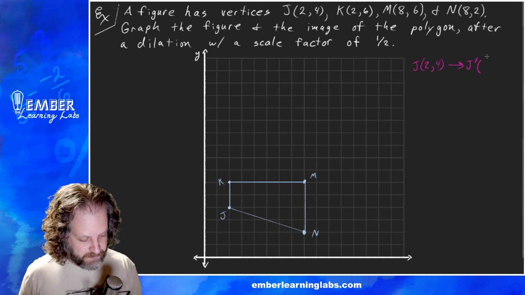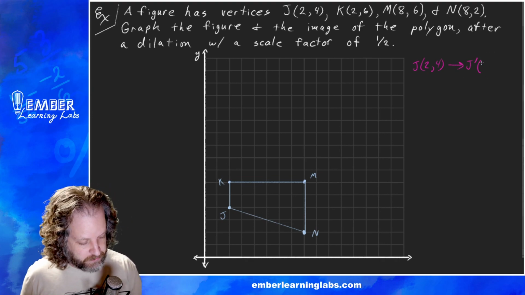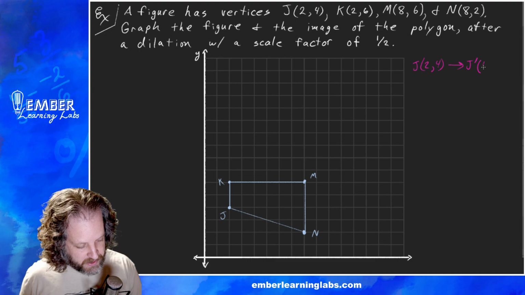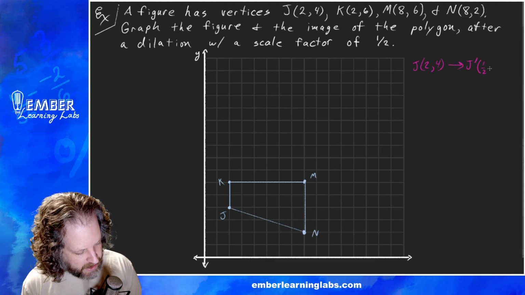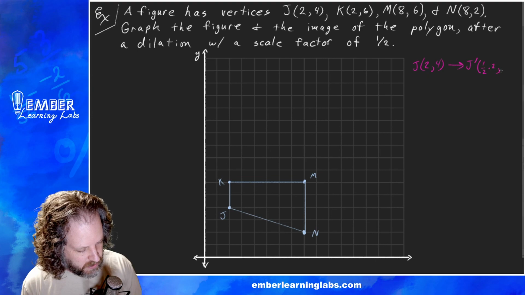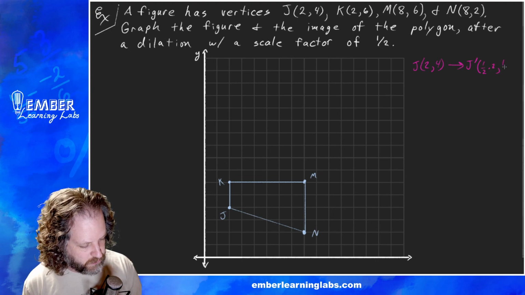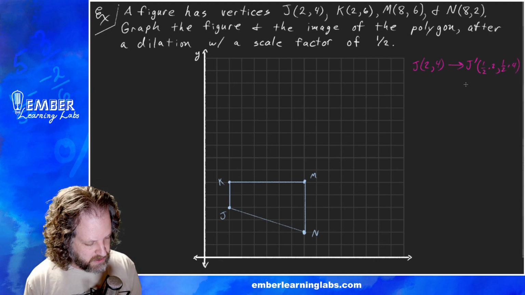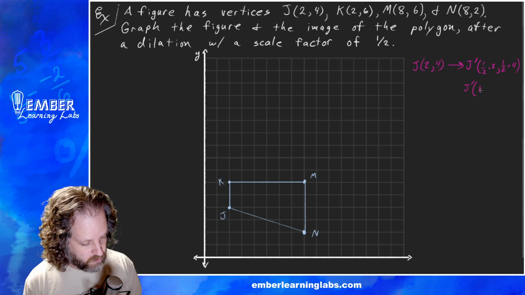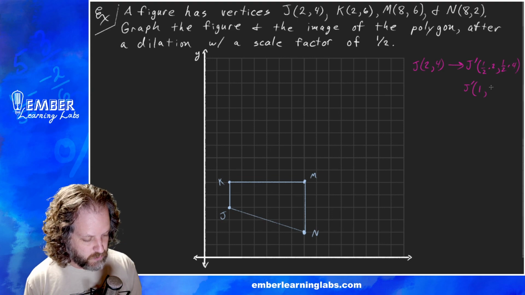And in order to find J prime, the dilated point, we're just going to multiply its coordinates times the scale factor. So we're going to multiply this times 1/2. So 1/2 times 2, and 1/2 times 4. What's 1/2 times 2? That's easy peasy, 1, right? So 1, and then 1/2 times 4 is 2.